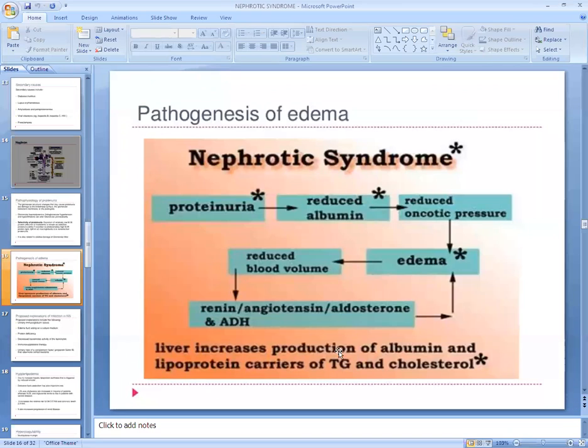See, the liver increases the production of lipoproteins, that is cholesterol and triglycerides, because there is hypoproteinemia. This hypoproteinemia stimulates your liver to synthesize more and more lipoproteins, and that results in hyperlipidemia, hypercholesterolemia and hyperlipidemia.